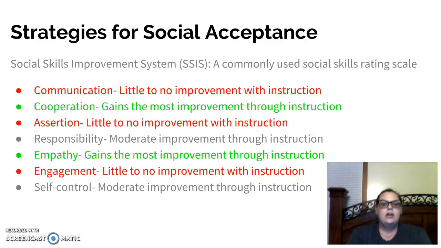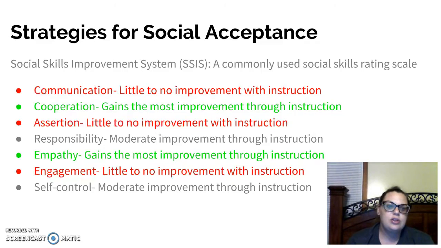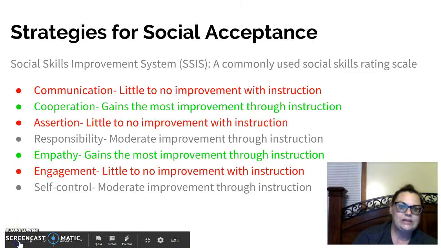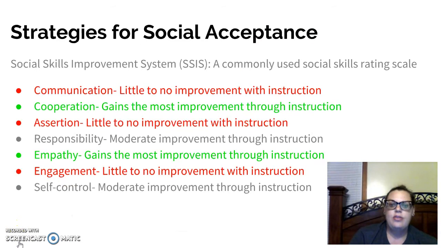The next area I decided to focus on was strategies for social acceptance. So there's the SSIS, which is the Social Skills Improvement System, and it's a commonly used social skills rating scale. And there are some things here that go along with that. So these green ones, cooperation and empathy, those are skills that can be improved upon and built upon in the classroom.